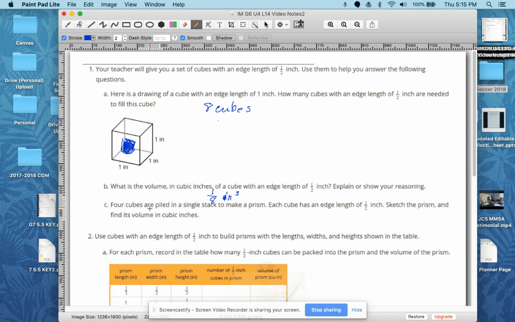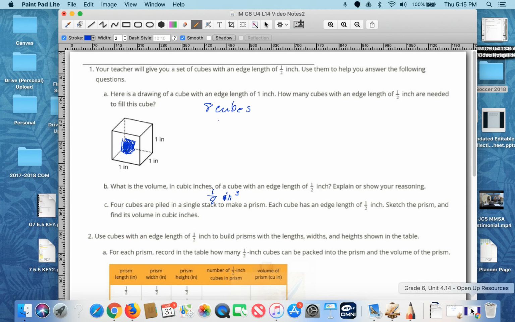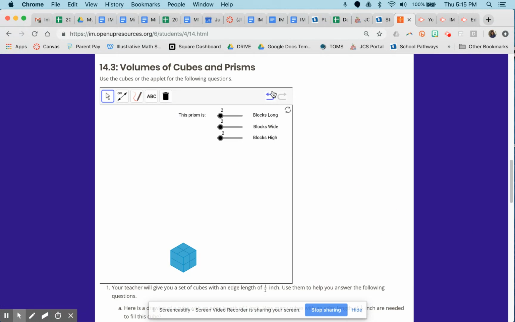Part C says 4 cubes are piled in a single stack to make a prism. Each cube has an edge length of 1/2 inch. They want you to sketch the prism and find its volume. Well, instead of sketching, let's look at our applet again. I'm going to clear this out. They have 4 of these stacked on top of each other. And they want to know, let's see if I can find my spot on my paper since I lost that. They want to know the volume of this prism with 4 half-inch cubes.